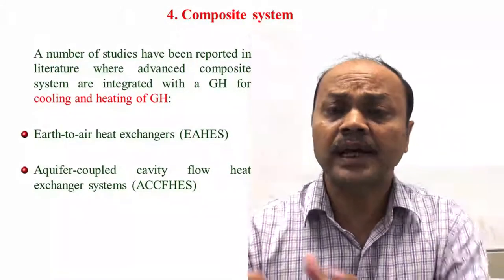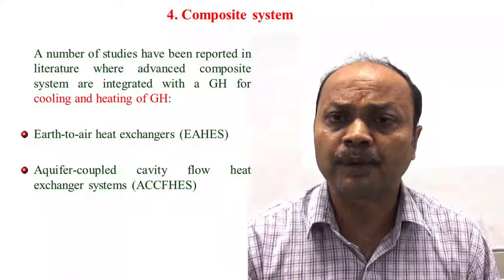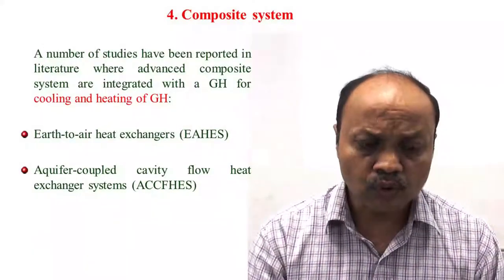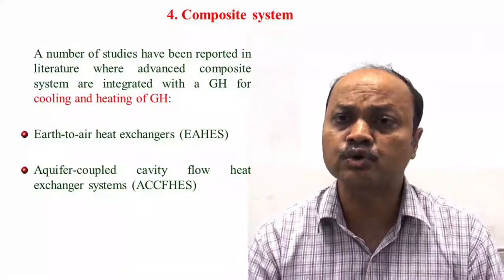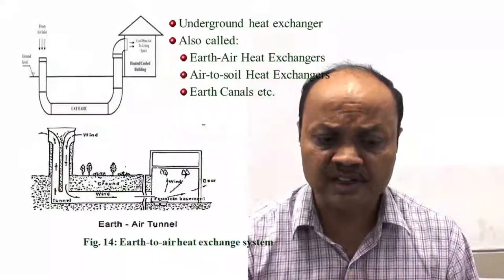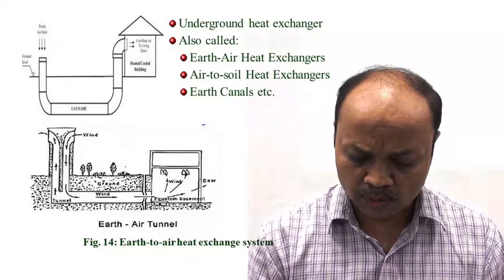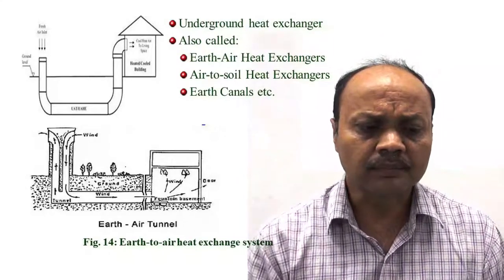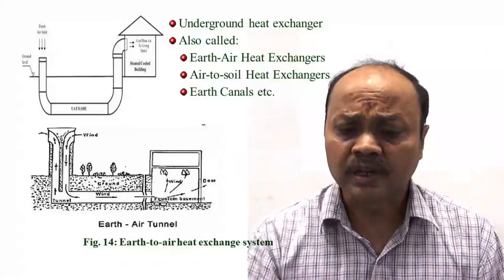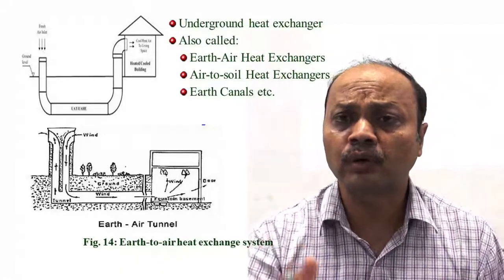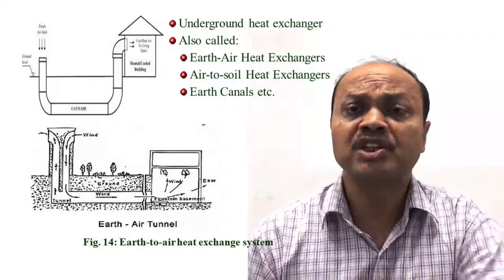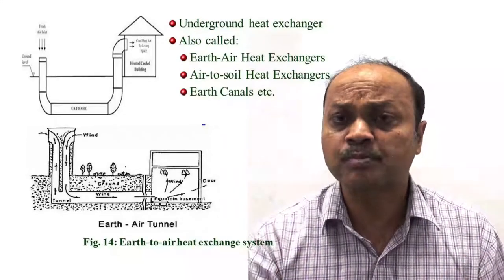Not only winter season, whenever the inside air temperature is lower than the required temperature for the cultivation of the desired crop inside the greenhouse, you have to do the heating also, right? So as I told, the composite system is used both for cooling and heating. First we will discuss the earth to air heat exchanger system. You can see from here, earth to air heat exchanger, earth air heat exchanger, air to soil heat exchanger, earth canals, different names. This system is not only used for cooling greenhouses, people are using it for cooling houses and big structures, big offices, the same system.